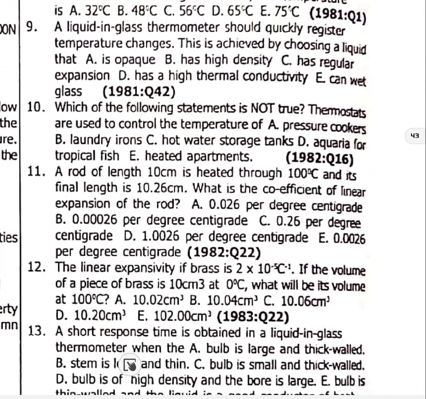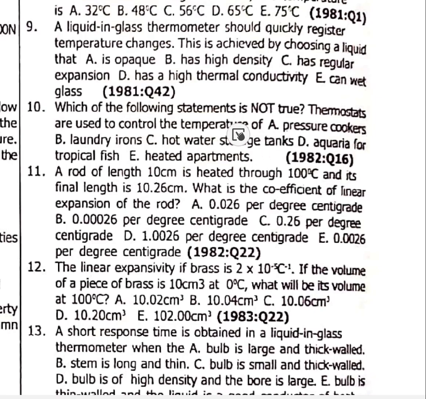Number 10. Which of the following statements is not true? Thermostats are used to control the temperature of pressure cookers. 10A. Pressure cookers work on the principle of the higher the pressure, the higher the temperature at which the liquid will boil.